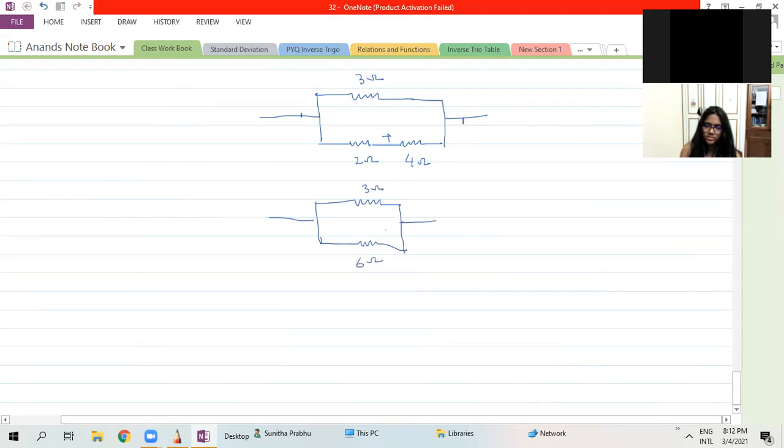Now these 3 and 6 are in parallel. Yeah. Can we do an R effective for these two fellows? Yes. 1 by 3 plus 1 by 6. How much is that? 3 by 6 plus 1. 7 by 6, no? 7 by 6, yeah. So what is R effective? 7 by 6. 6 by 7. This is 1 by R, no? Oh, yeah. So R effective is 6 by 7.